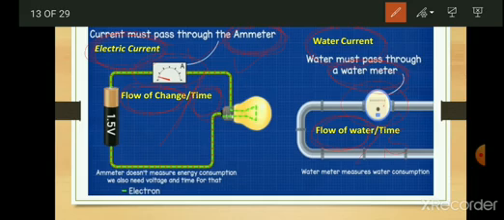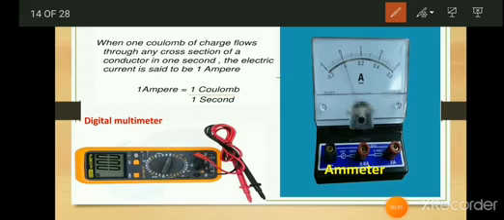Water meter measures the flow of water. Both works are similar, student. What is meant by 1 ampere?